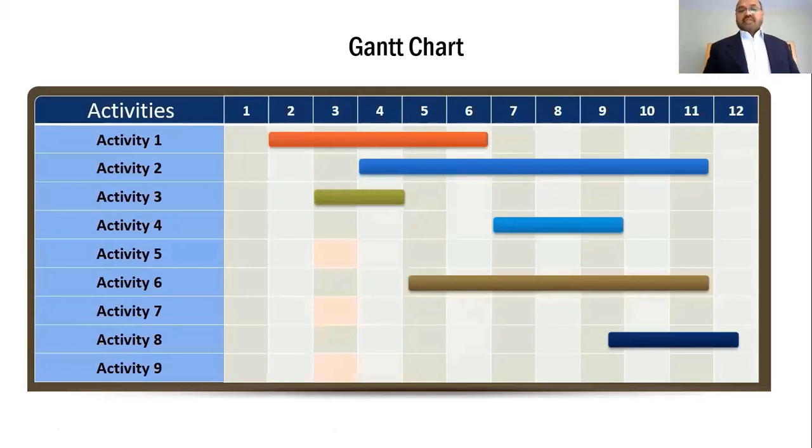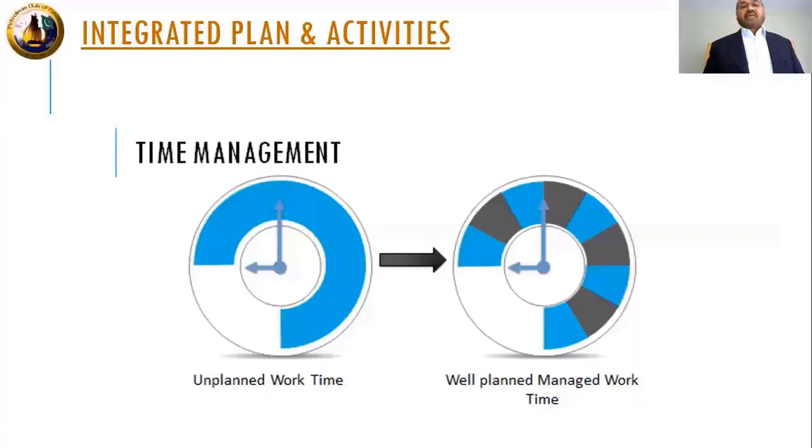As we move on, the first thing we start after project initiation is to go for the plan. We have to be well planned and managed to complete the project in time, within budget, with the defined scope of work, with the quality which is necessary for the project, and of course safety. So unplanned work and activities are always a great risk for the project. So we can go for the integrated plan and activities.